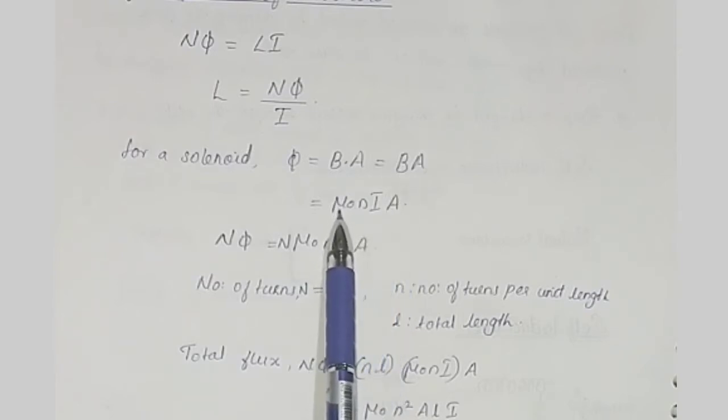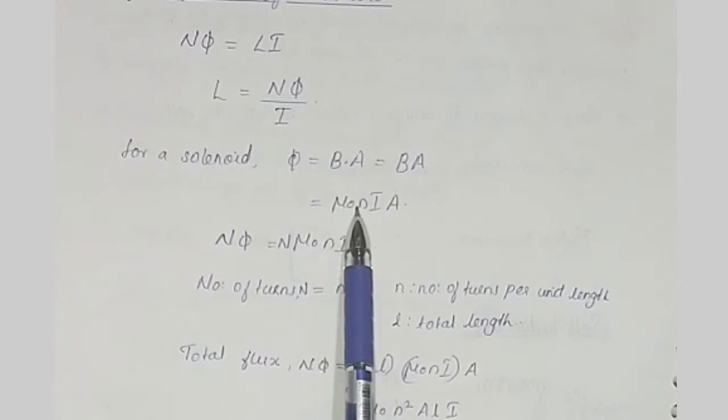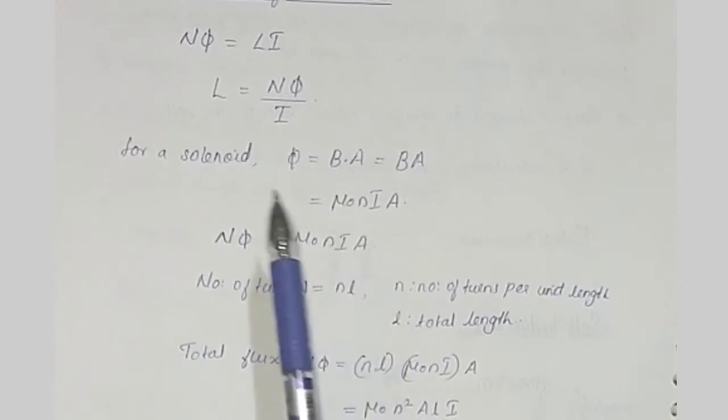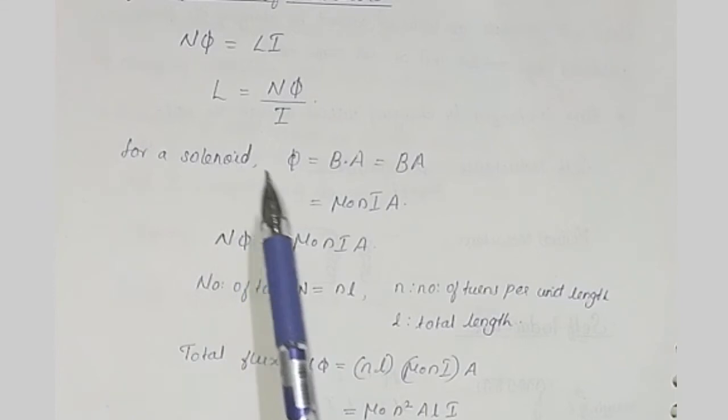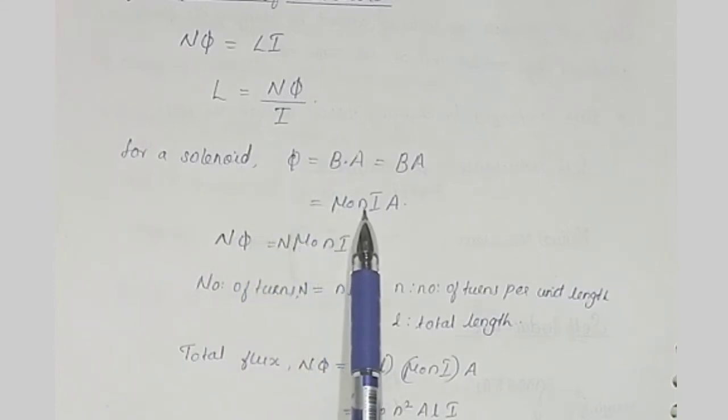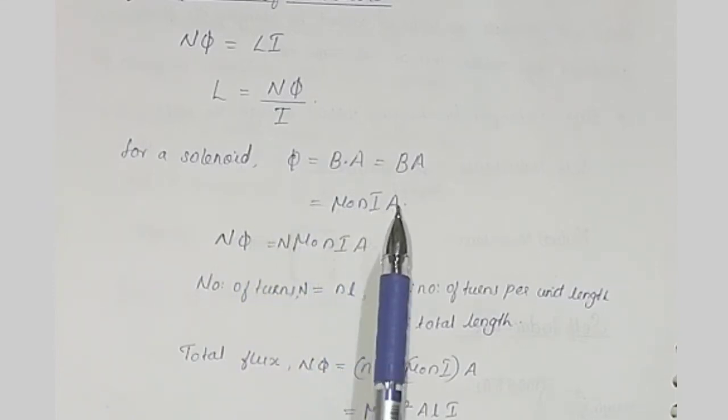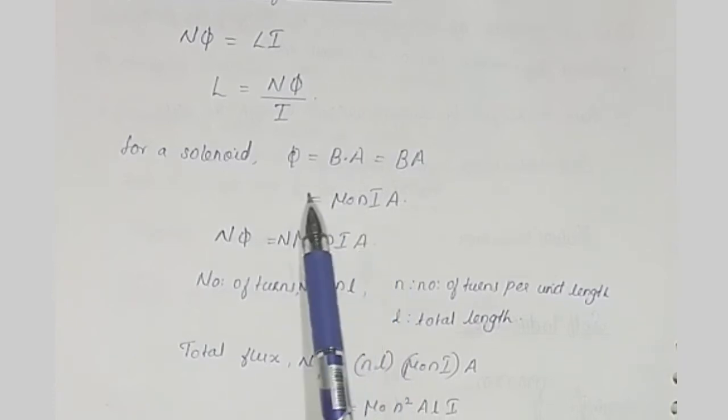And we know for a solenoid the magnetic field produced is given by the expression μ₀ni, and therefore the flux can be written as μ₀ni into A. So the flux through a solenoid is given by the expression μ₀niA. This is the flux produced through one coil, one turn of the coil.